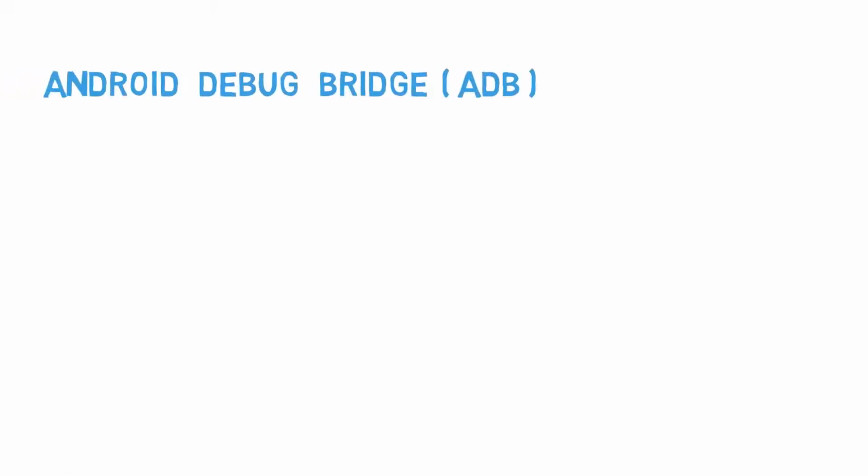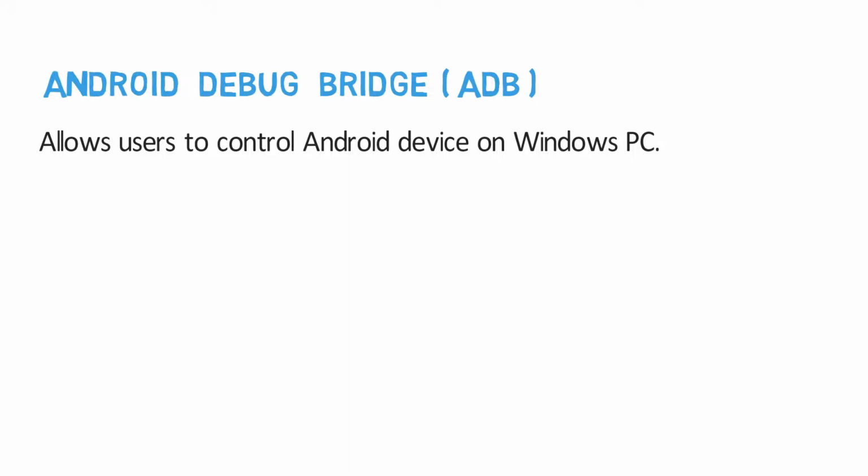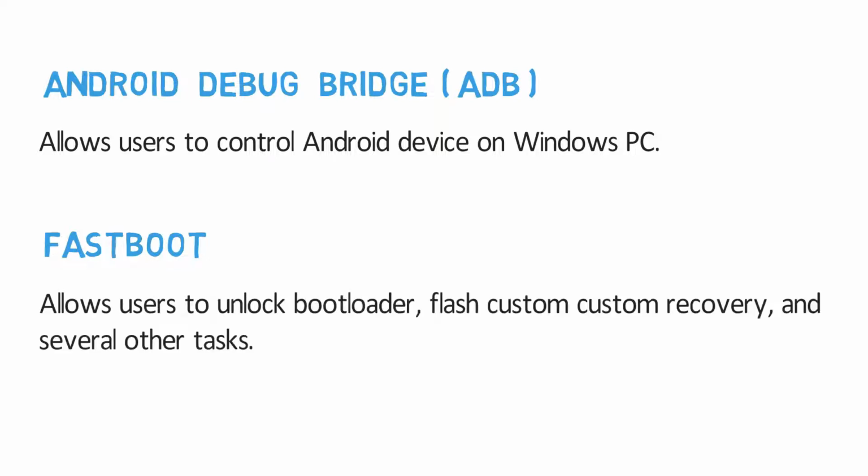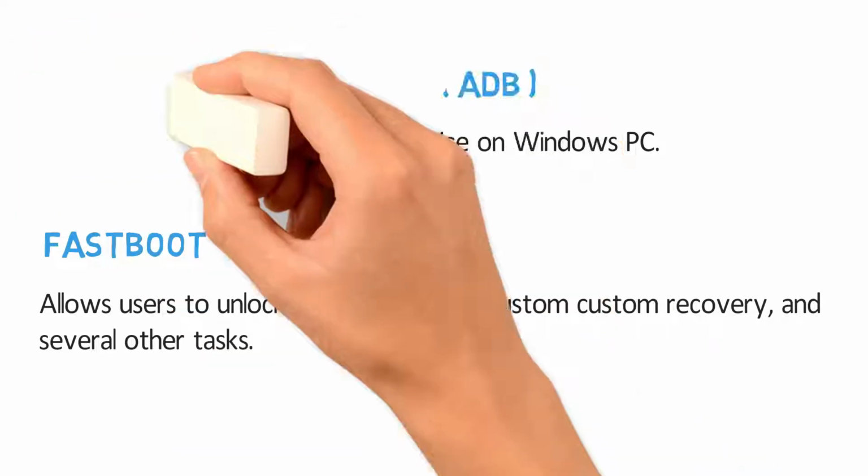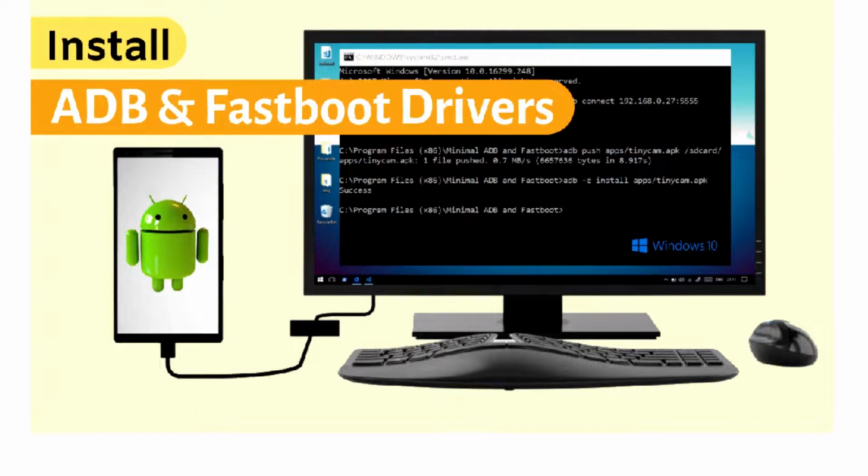Android Debug Bridge, known as ADB, is a command line tool that allows users to control their Android device on their Windows PC. Fastboot is also a system utility that allows you to unlock bootloader, flash a custom recovery or several other functions. In this tutorial, I am going to show how you can install the latest ADB and Fastboot drivers on Windows 10.